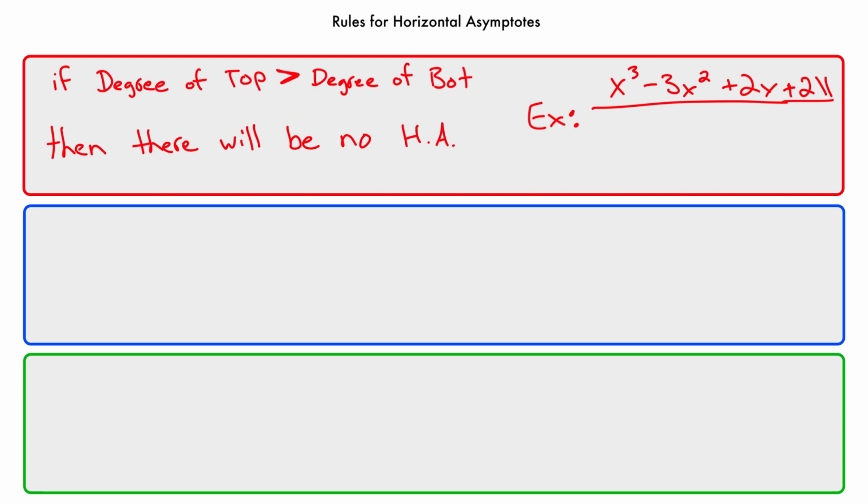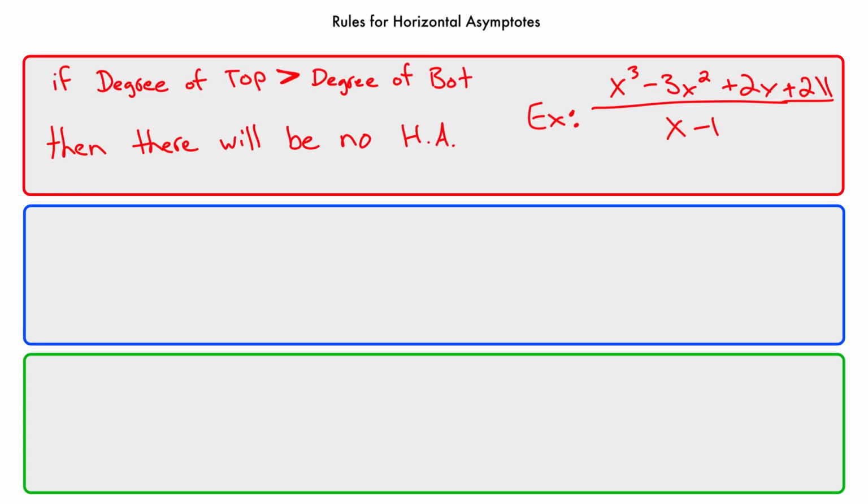Now, something on the bottom could be something like x minus 1. Notice the degree of the denominator. This is a first degree. This is a third degree. The degree of the top is bigger than the degree of the bottom. Because of that, if you were to graph this example I have written right here, there wouldn't be a horizontal asymptote.